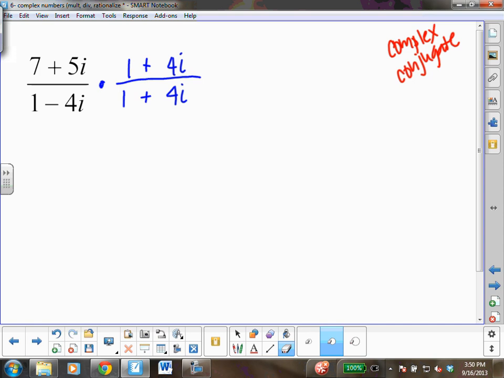And we'll talk about this more in class, but I just wanted you to get a feel for what it's going to look like. So write this down and be prepared to finish it up in class.